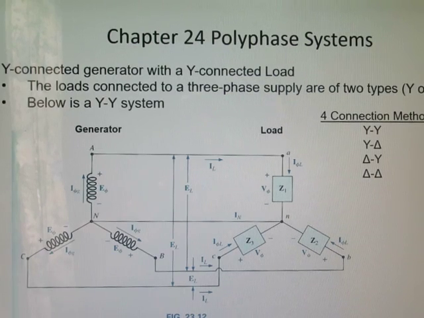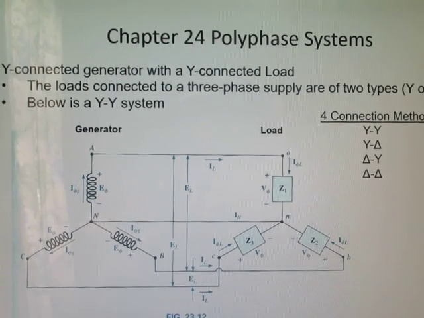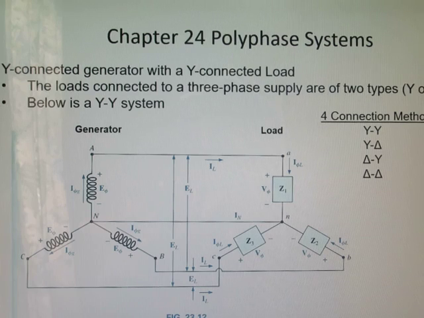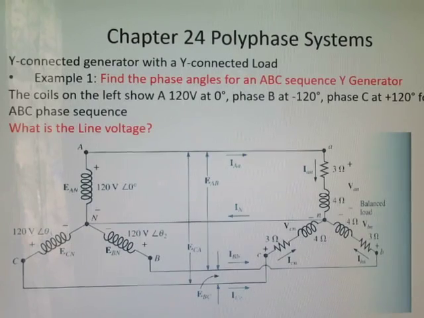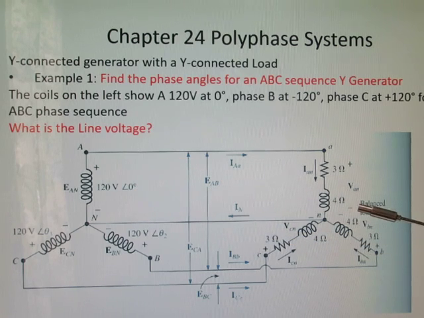So there are 4 possible connections between a generator and a load, and I have them listed right here: Y to Y, Y to delta, delta to Y, and delta to delta. Let's do some examples and get some experience here. What are the phase angles for an ABC sequence, a Y generator connected to a Y connected load?